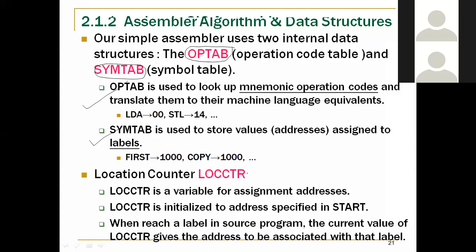One more data structure is used, which is called the location counter. It's a variable that is used in address assignment. We can consider it like a pointer, which will be used to perform the address assignment during pass one. So whenever we come across a label, the value of the location counter is going to be the address that is assigned to that particular label.